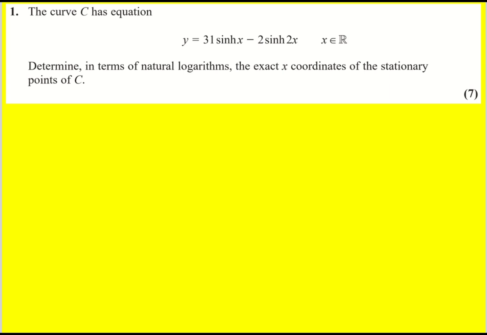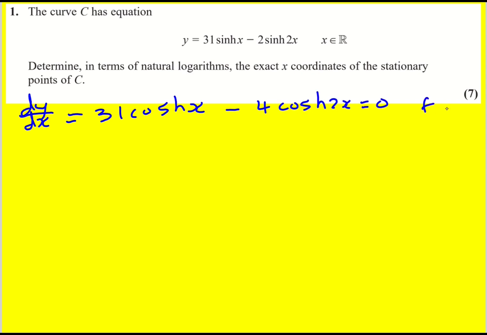Curve C has this equation, and we're asked to determine in terms of natural logarithms the exact x-coordinates of the stationary points of C. Well, let's differentiate. Sine hyperbolic simply differentiates to cos hyperbolic, so I really wouldn't bring out exponentials here, just use that result. If you're going to use exponentials, which I will talk about, then do it after we've done the differentiation. And here we've got the chain rule, so we'll get minus 4 cos 2x. That's going to equal 0 for stationary points.